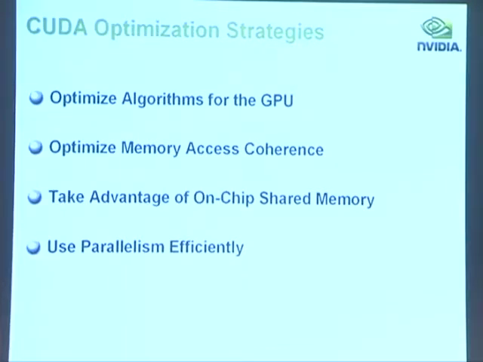Okay, so first I'll talk at a high level about these four optimization strategies. The first, and probably the most important for programming any parallel machine, is to optimize algorithms for the GPU. The second is to optimize memory access coherence. The third is to take advantage of the on-chip shared memory. And fourth is to use parallelism efficiently.